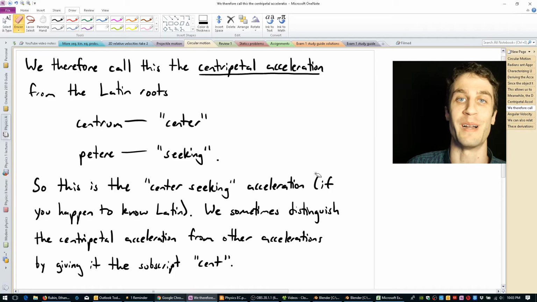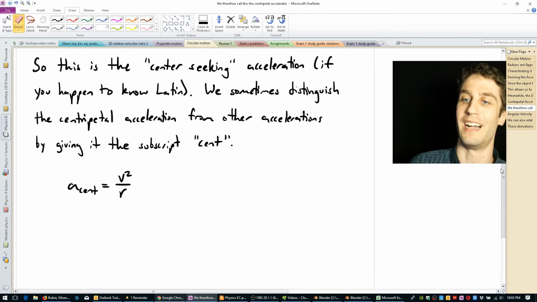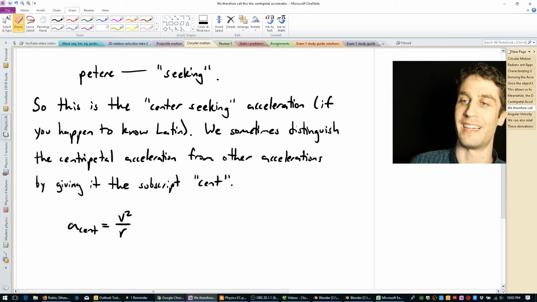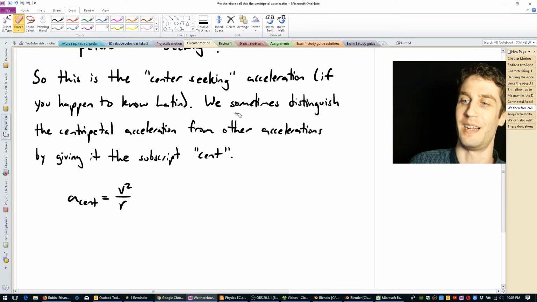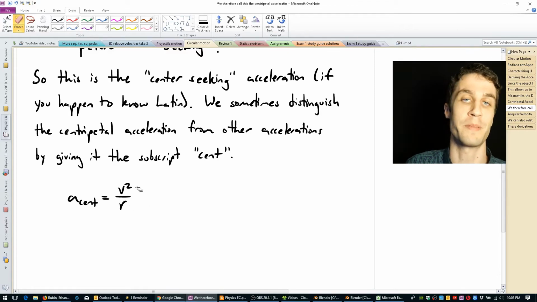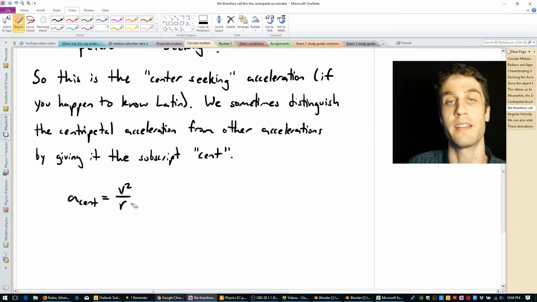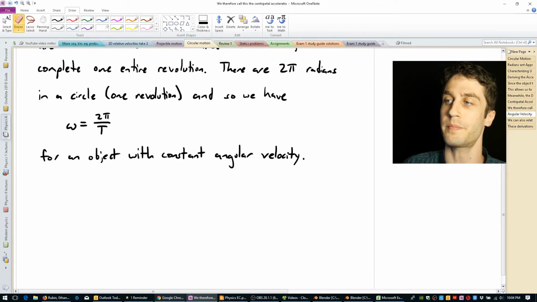But if you were working in the 18th century, if you're working in the 1700s, and you saw centripetal acceleration, you would probably know Latin and you'd say, oh, of course, it's the center-seeking acceleration. So I don't know why that stuck with us up to this point. Okay, so a centripetal is equal to v squared over r. I've dropped the negative sign to just say, okay, its magnitude is v squared over r, and the direction is inward towards the center of the circle. Those are the two facts that I would primarily like you to learn from this video.